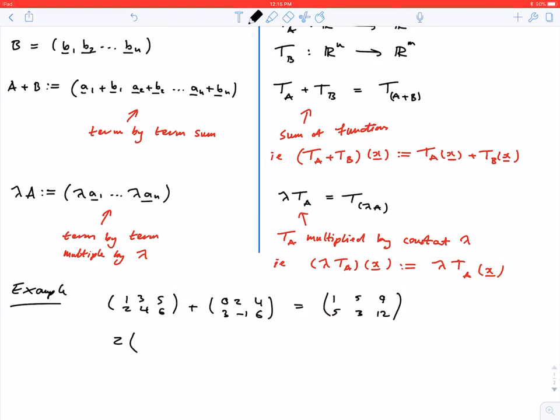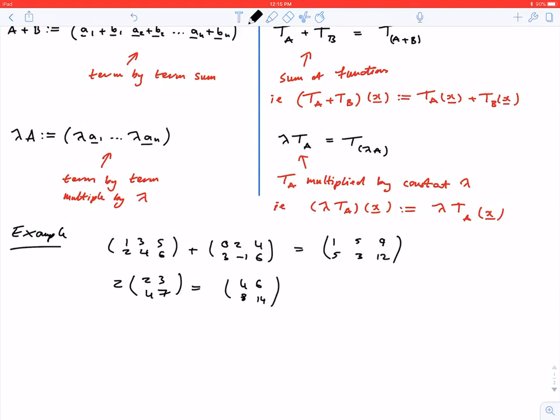Similarly, scalar multiplication, 2 times 2, 3, 4, 7, you just multiply each term by 2. So it's going to be 4, 6, 8, 14. Okay, so the only thing really that deserves comment here is the following remark. To sum, you have to have the same size. You can't have matrices of different size and sum them together. That's the only thing here I think that's kind of delicate.